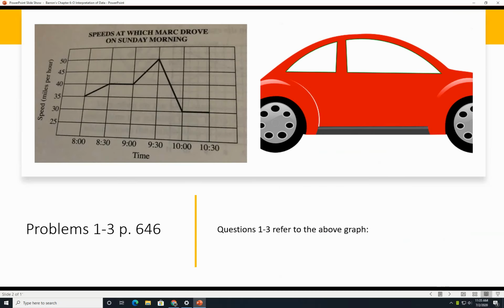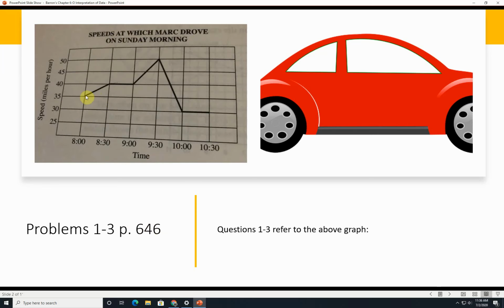So problems 1 through 3 on page 646. If you don't know what I'm talking about, please get your copy of the Barron's SAT, preferably the Premium Study Guide 30th edition, but probably the 29th or 28th editions, maybe even the 27th, would help you here. So anyway, you'll see on page 646 in the 30th, and I think it's exactly the same one in the 29th, the speeds at which Mark drove on Sunday morning.